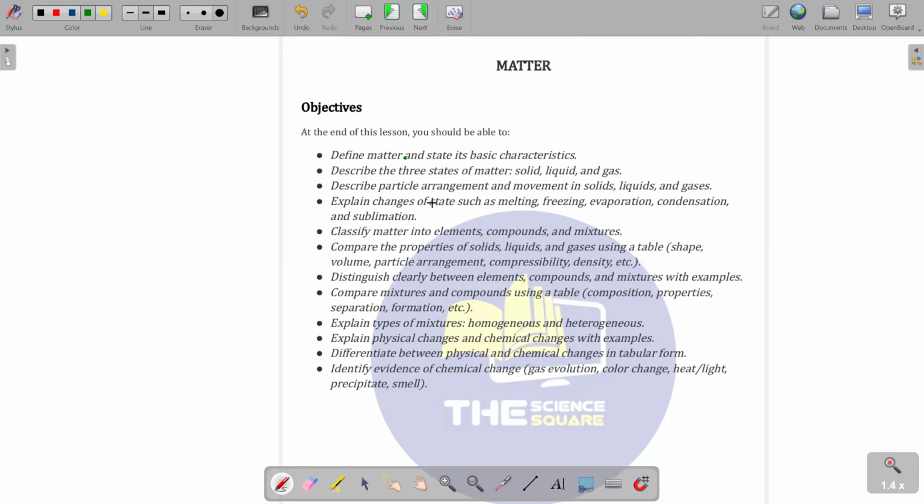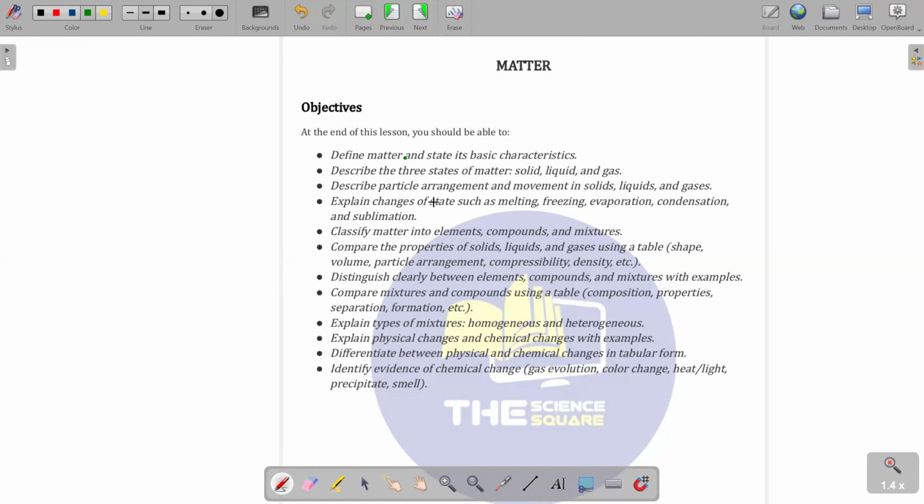You should be able to explain the types of mixture, homogeneous mixture and heterogeneous mixture. You should be able to state the differences between physical and chemical changes with examples. Also, you should be able to identify the various chemical changes. So this will be the objective for this lesson. So let's get right to it.